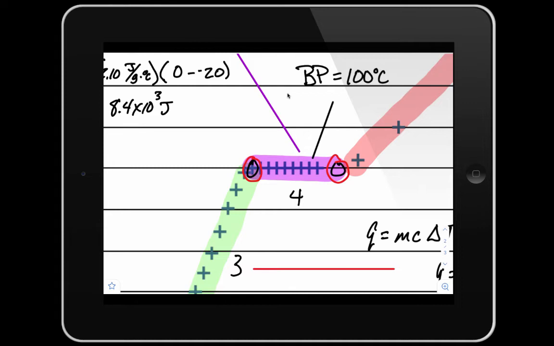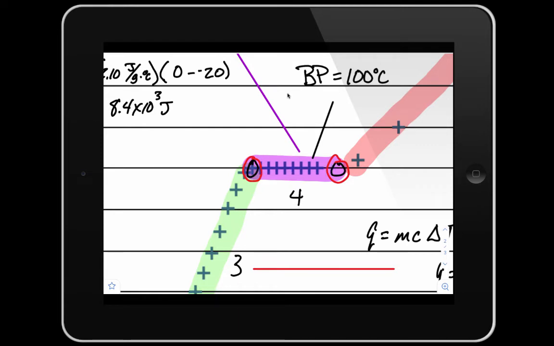In terms of the kinetic energy, because the temperature is not changing, our kinetic energy is not changing. Remember, again, temperature is a measure of the average kinetic energy. No temperature change, no kinetic energy change. That means the speed of the molecules throughout this process is exactly the same.